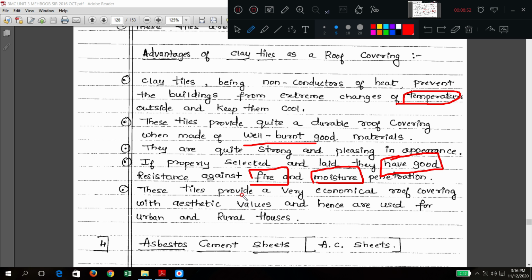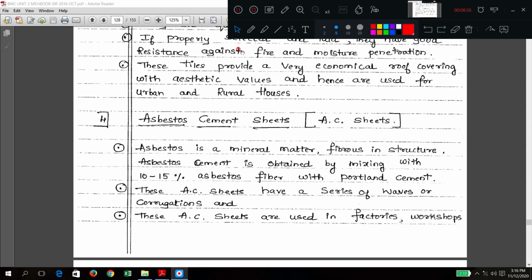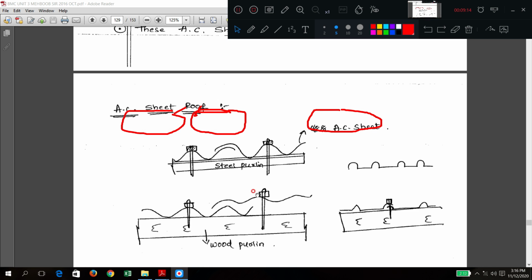Okay. Next, what we have discussed is asbestos AC sheets. What do you mean by that? AC sheets are asbestos cement sheets. What is this made of? Asbestos fibers plus cement, manufactured into sheets. It is very soundproof, noise proof. All those things we have seen.